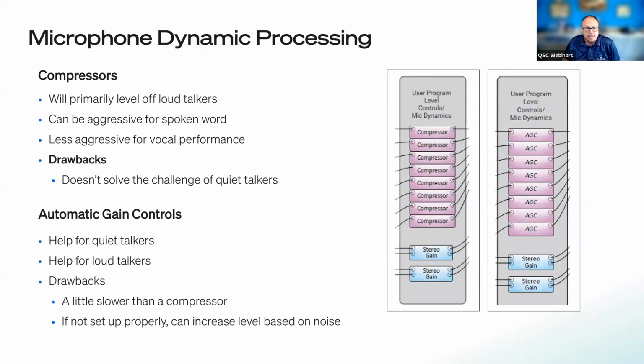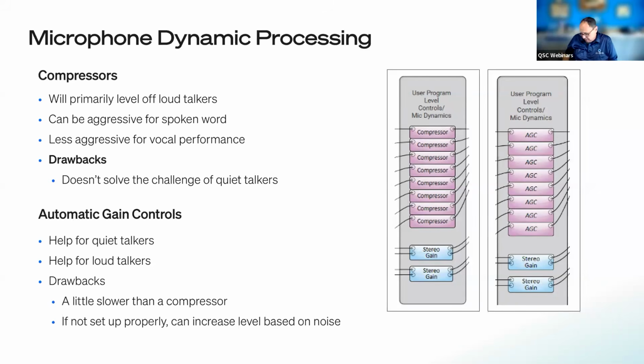Microphone dynamic processing. Let's talk about what that's going to do for us there. Compressors generally will level off loud talkers. They can be a little bit aggressive in their operation when you're doing just spoken word, and are more designed for less aggressive vocal performances, right? So the idea is that with a compressor, mentally the way I look at it is you still feel the impact of it there, but we pull that signal level down just by saying, hey, look, we're going to limit that. It doesn't solve a problem, is one drawback, for quiet talkers, right?